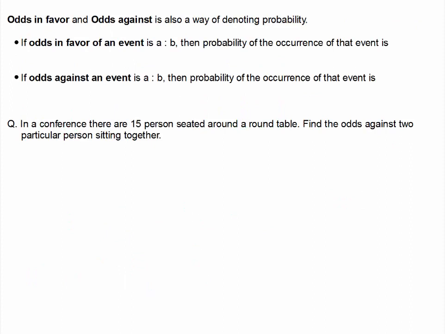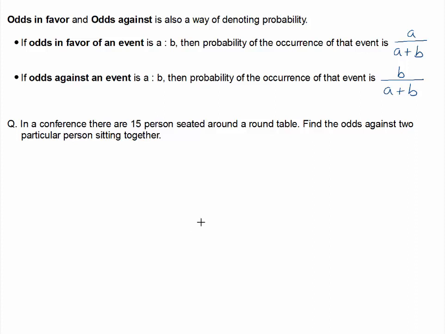Now next is odds in favor and odds against a particular event. Now these are another way of denoting the probability of a particular event. If odds in favor of an event is A is to B, then the probability of occurrence of that event is A by A plus B. If odds against an event is A is to B, then the probability of the occurrence of that event is B by A plus B. Now let's see a question to understand this.